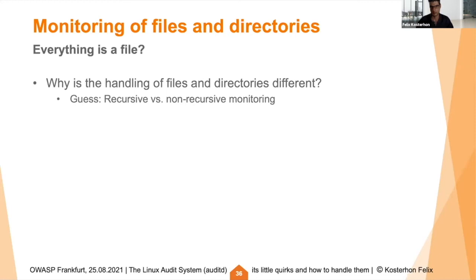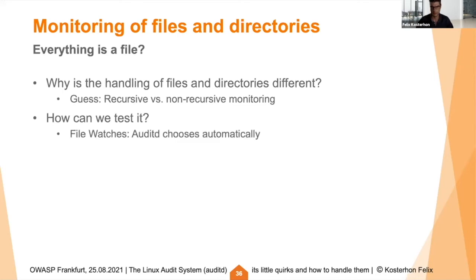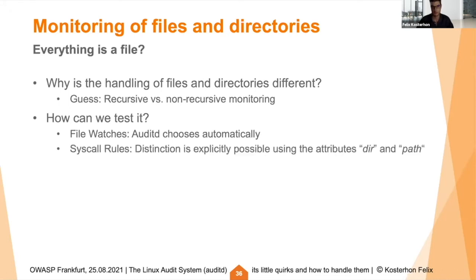Our first guess was it's recursive versus non-recursive monitoring, because we couldn't think of another reason. And how can we test if this is really the issue? The thing about file watches is that auditd chooses automatically which kind of monitoring to apply. If we are monitoring a file, auditd will monitor it in a non-recursive manner, and if you're monitoring a directory, it gets monitored in a recursive fashion. But with syscall rules, things are a bit different, because here we can explicitly say if we want to apply non-recursive or recursive monitoring.